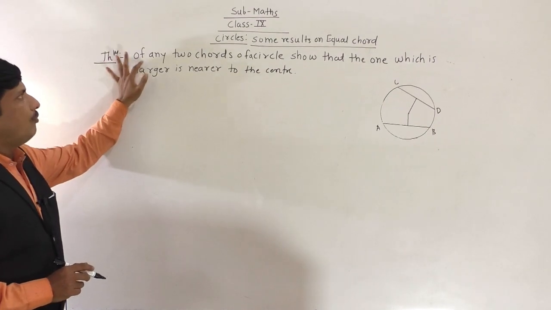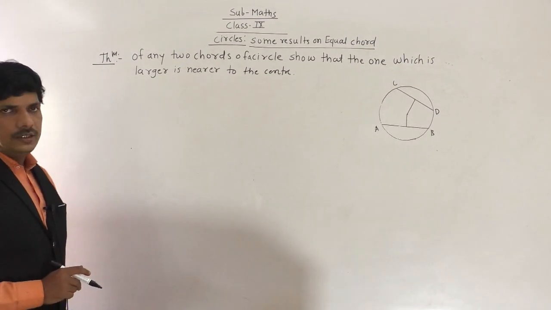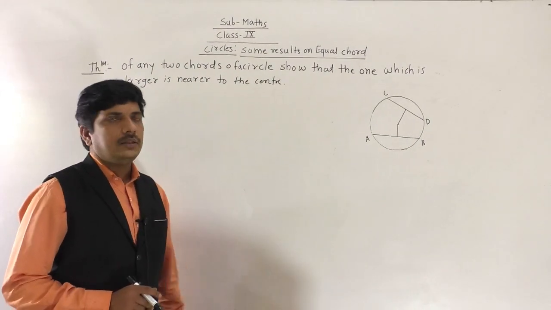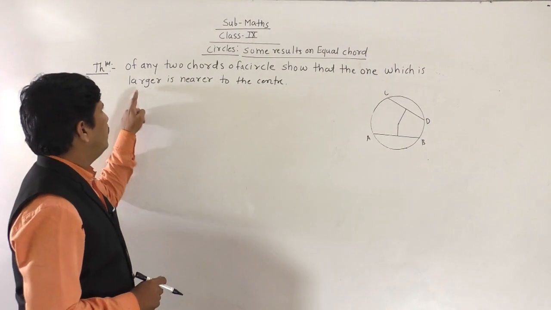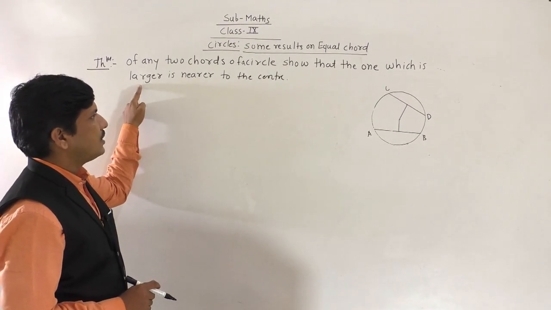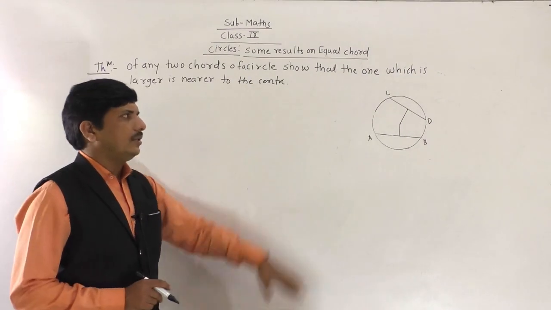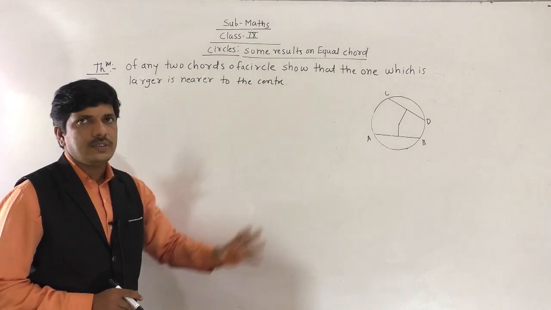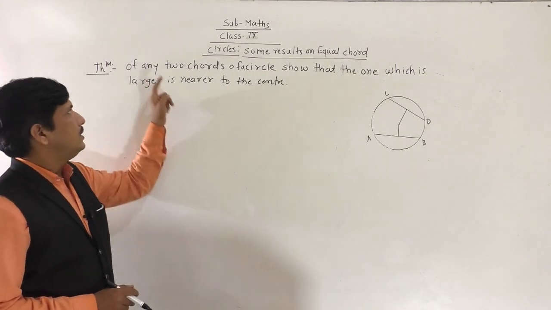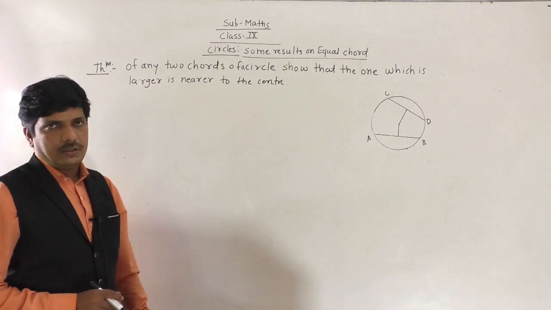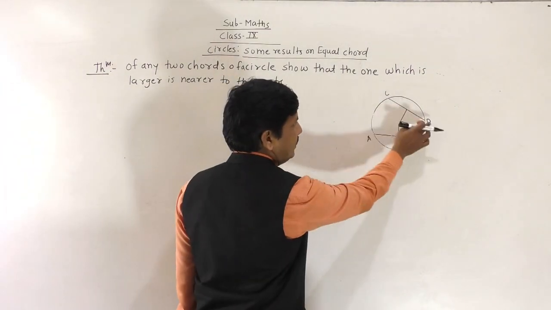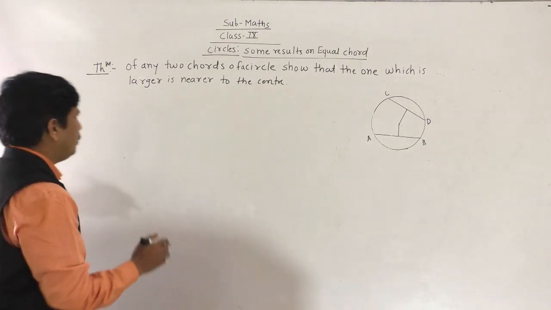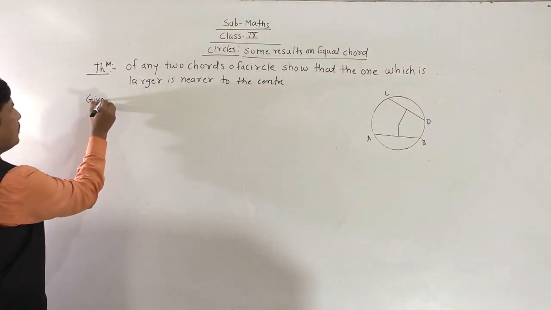Theorem number one: of any two chords of a circle, show that the one which is larger is nearer to the center. The figure is given, the circle is given. Once again, of any two chords of a circle, AB and CD are the chords of the same circle. In the given, we will mention this first.